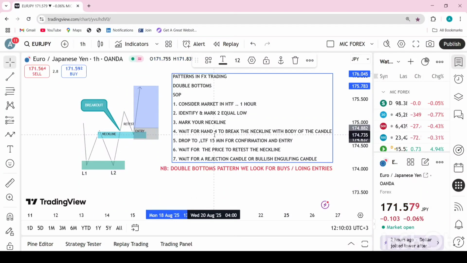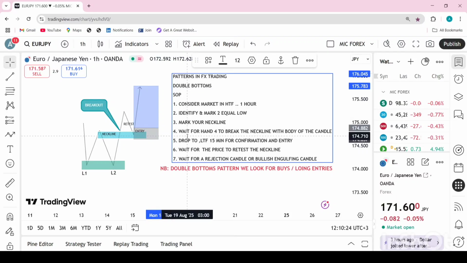Wait for the 4 to break the neckline with the body of the candle, and the breakout is at this point. So this is now our 4. This one is 1, 2, 3, then 4. It breaks the neckline at this point. What do we do next?